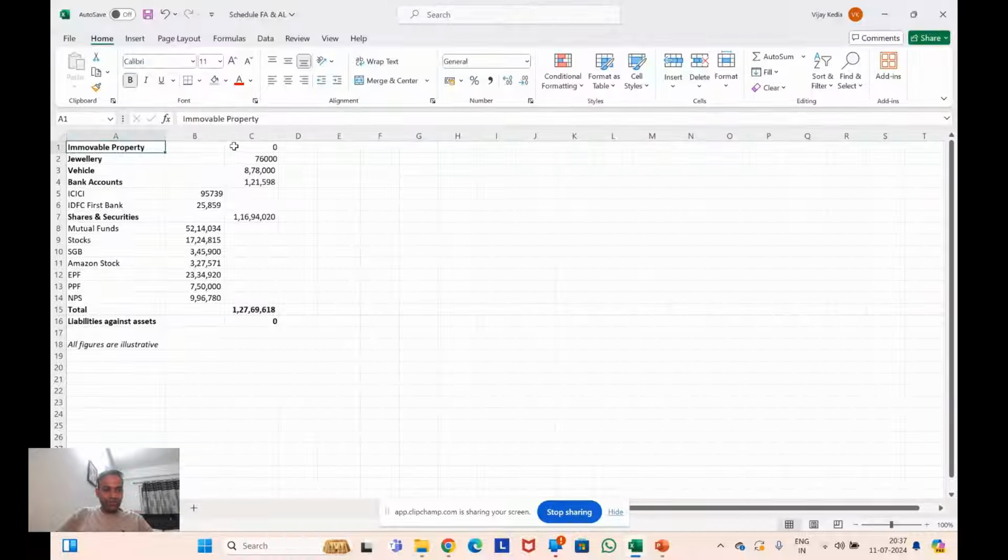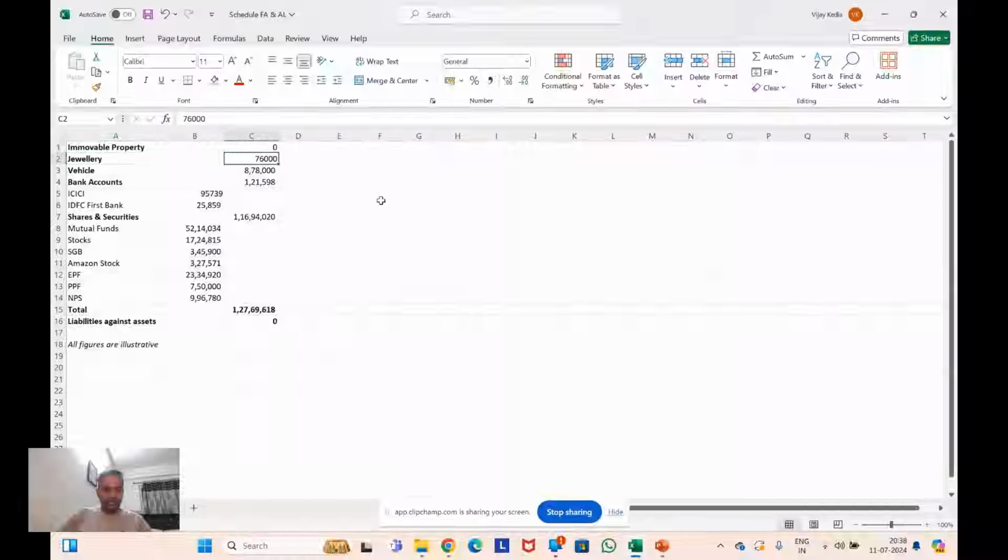So if you have any house or land in your name, you need to fill in the cost price here. It's not the current value, but the price at which you purchased that property, whether it's a house or a land. And in my case, it's zero, so I fill it here. Anyway, the remaining values are also illustrative, but I just tried to enter some numbers here so that it's easy to understand.